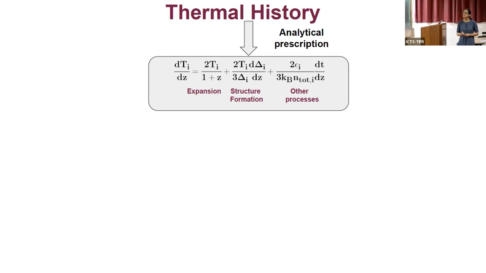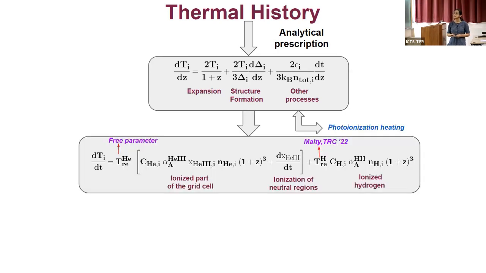For thermal history, we use an analytical prescription where temperature will change due to expansion of the universe, structure formation, and other processes. In our case, the other dominant process is just photoheating. Of the structure formation terms, one is the adiabatic expansion of the universe, and the other is where high density regions are growing as a result of adiabatic compression or expansion. Using this equation and introducing photoheating due to helium, this is the full evolution. We have one term that comes from hydrogen, which is already ionized and in equilibrium with its background. So we are in a regime where hydrogen and the first electron of helium are fully ionized.